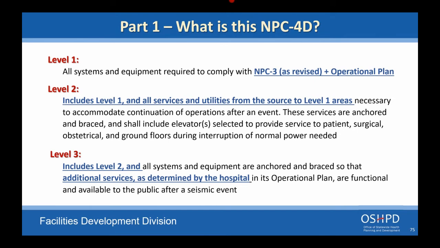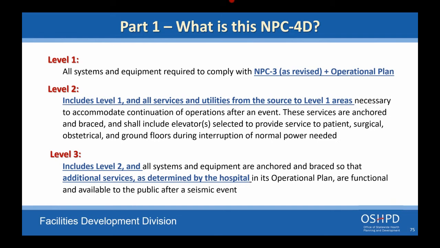These get really into the nitty-gritty of the differences, but these services are anchored and braced and shall include elevators selected to provide service to the patients. And then level 3 includes level 2 plus all system equipment to be anchored and braced, and additional services determined by the hospital in its operational plan.